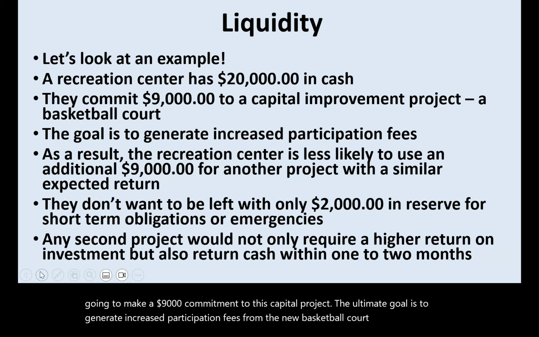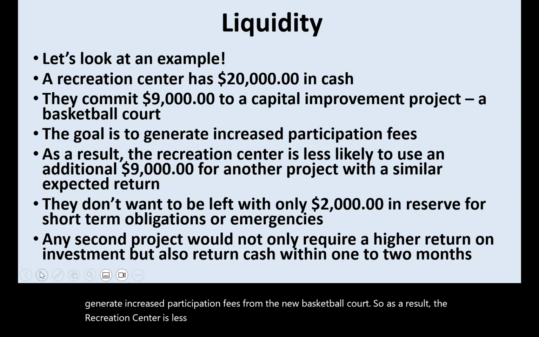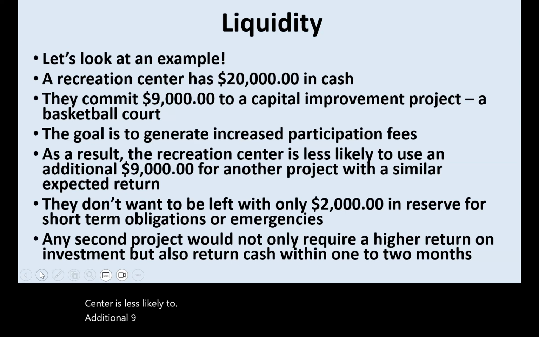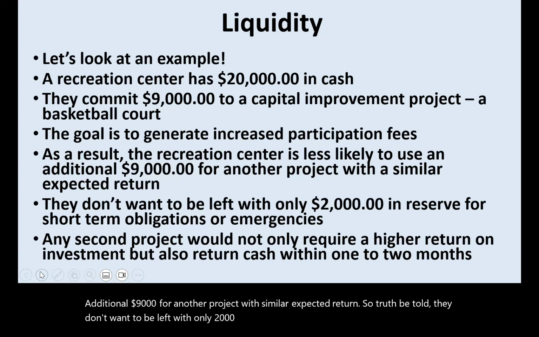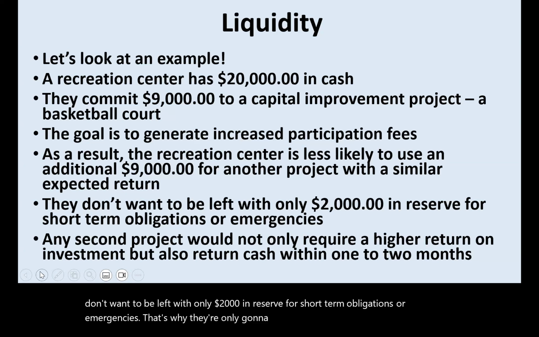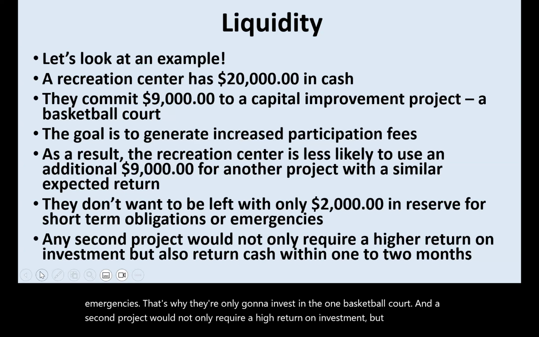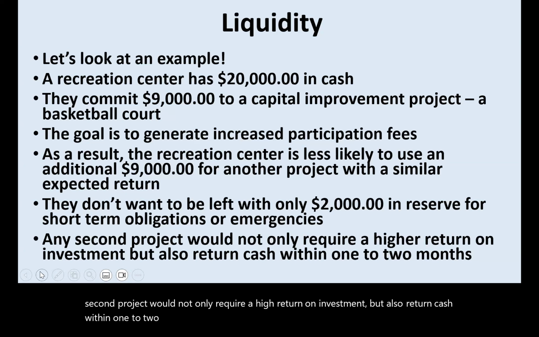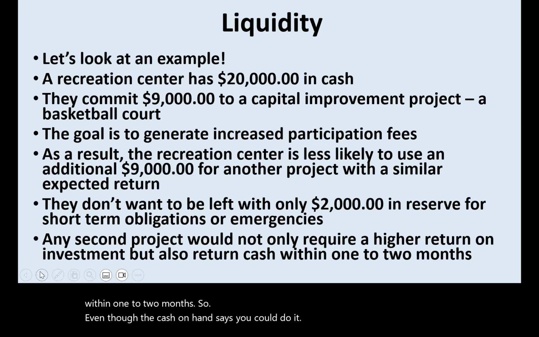So as a result, the recreation center is less likely to use an additional $9,000 for another project with similar expected return. So, truth be told, they don't want to be left with only $2,000 in reserve for short-term obligations or emergencies. That's why they're only going to invest in the one basketball court. Any second project would not only require a high return on investment, but also return cash within 1 to 2 months. So, even though the cash on hand says you could do it, reality says you shouldn't do it.